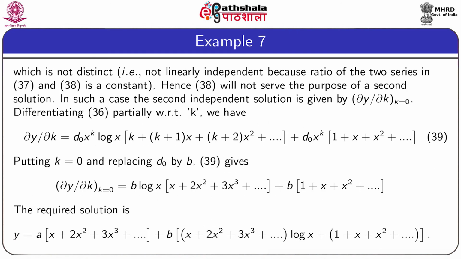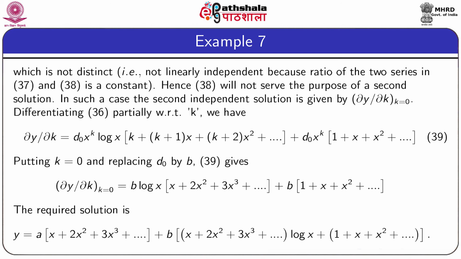And hence, we see both these equations are not distinct. You can see equation 37 and equation 38 have the same form. And we conclude that they are not linearly independent because the ratio of these two series in 37 and 38 is a constant. Hence, equation 38 will not serve the purpose of our second solution. So, in such a case, our second independent solution is given by del y del k at the point k equal to 0.